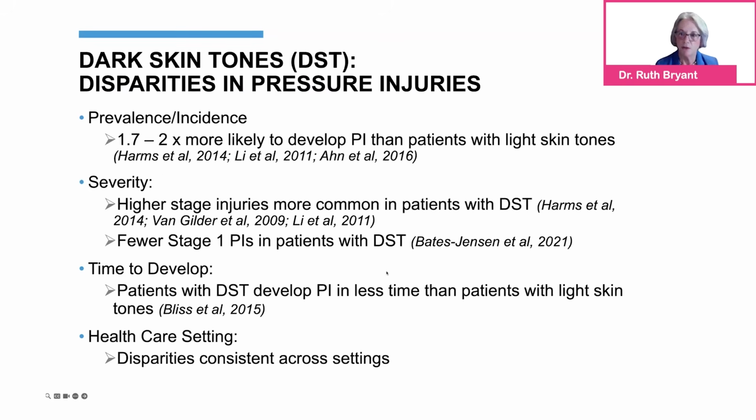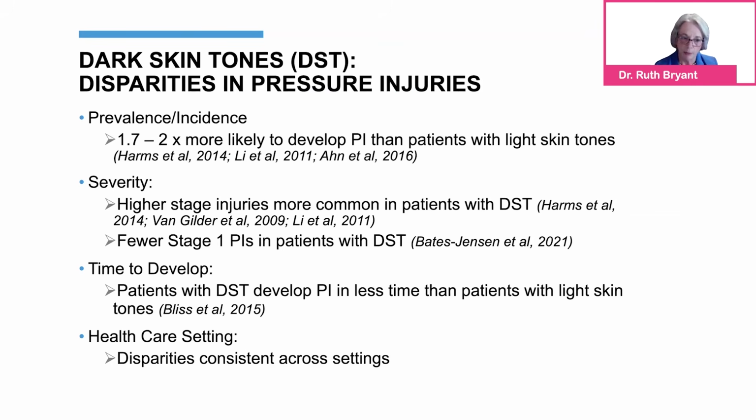I want to speak just for a moment about dark skin tones and the disparities in pressure injuries. I broke these down into several categories where there is disparity. First of all, the prevalence and incidence, which we heard Kathleen talk about. It's 1.7 to 2 times more likely to occur in people with dark skin tones than in people with light skin tones, and that's been reported over and over again.